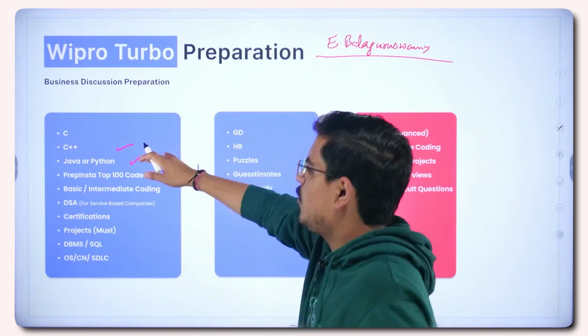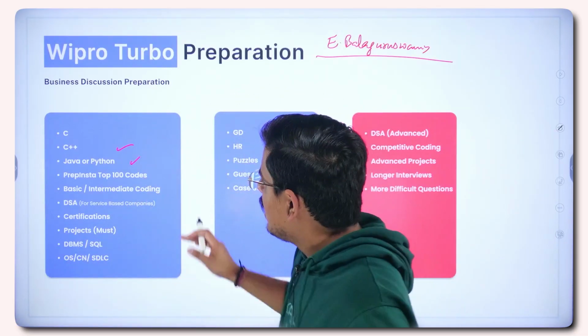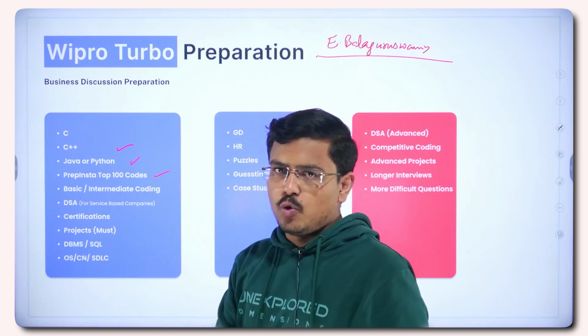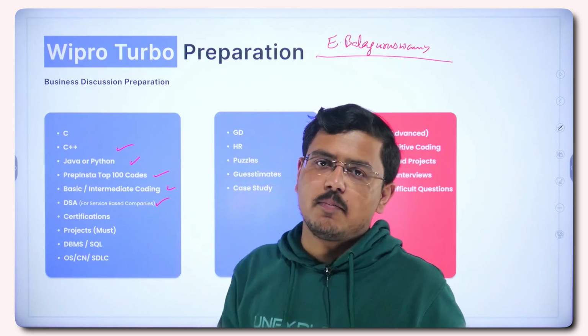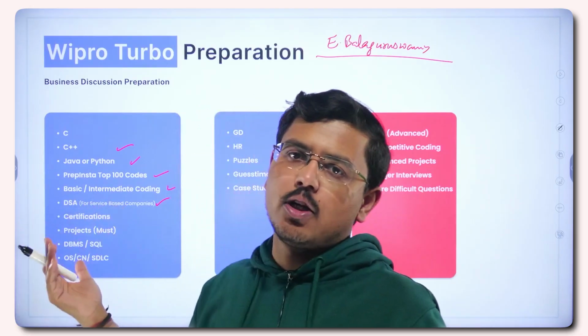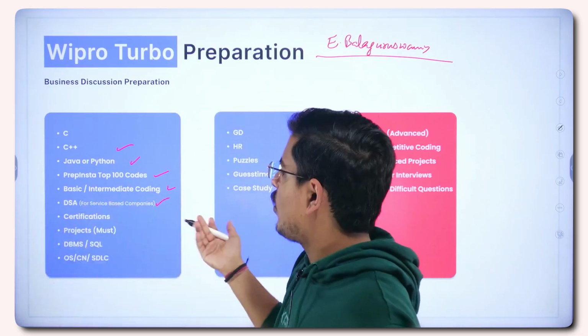There are a lot of playlists on these too, okay? So that would help you out. Then top 100 codes for interview should be revised. Basic intermediate coding should be revised. DSA for service-based companies should be revised. You can find the topics on Prime for that. You can hop on to that.